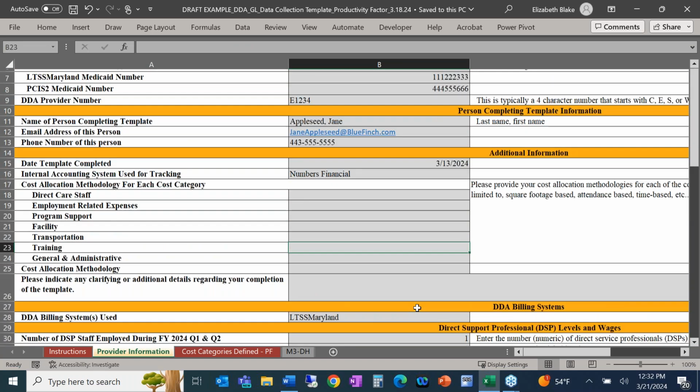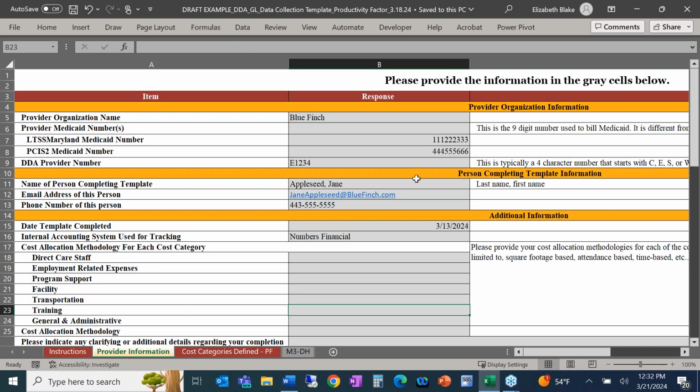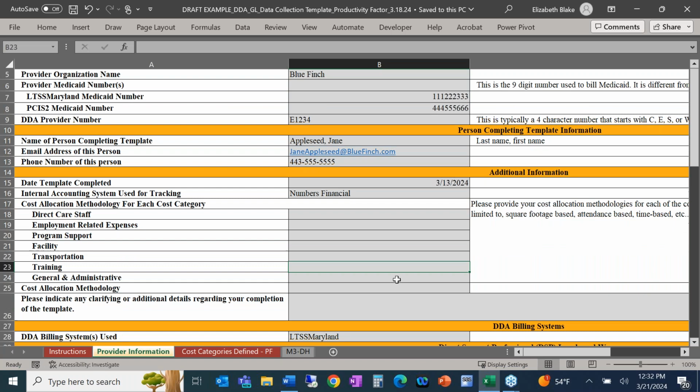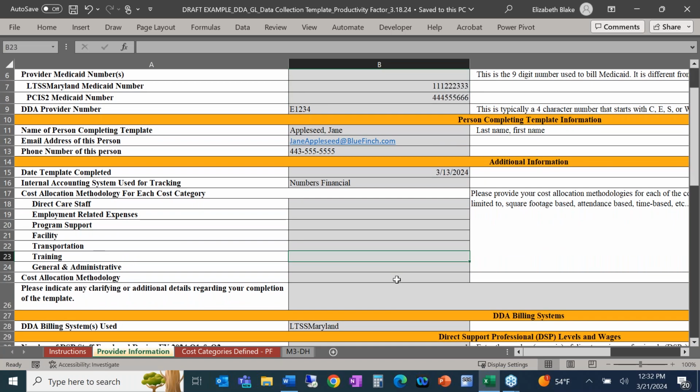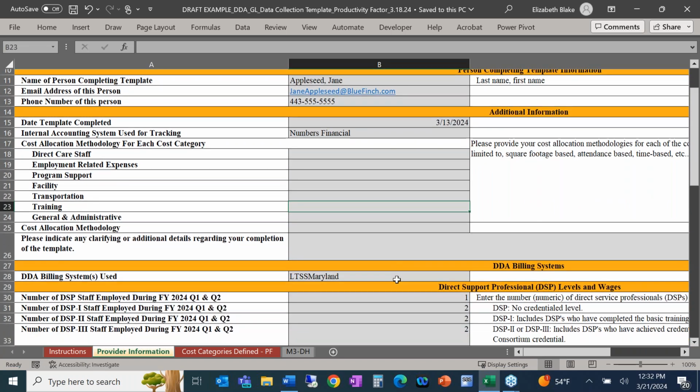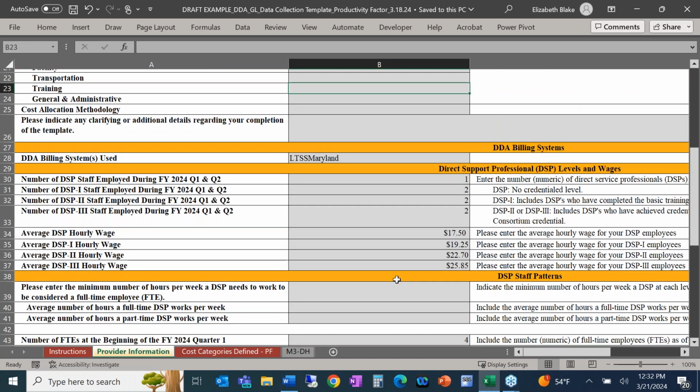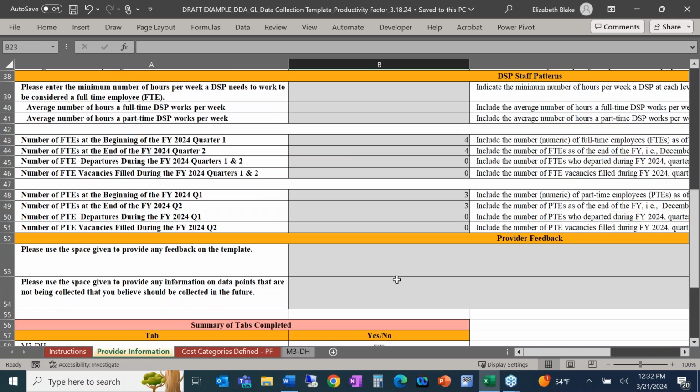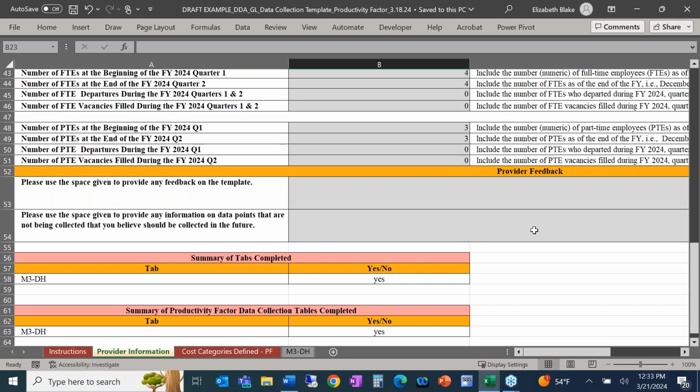So we've entered all of the information: the provider organization information, the information of the person completing the template, and some additional information regarding internal accounting systems, as well as cost allocation methods for each cost category. Then we also have the questions on staffing patterns, levels, and wages, and two areas at the bottom for feedback on the template itself, and feedback on the data points that are being collected.